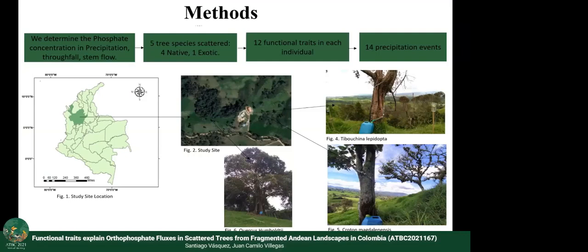We determined the association between plant functional traits and phosphorus movement from the canopy in 20 individuals of 5 tree species scattered in a modified landscape: Croton magdalenensis, Tibouchina lepidota, Vismia baccifera, and Quercus humboldtii, which are native to the tropical Andes, and one exotic species, Eucalyptus globulus. We made measurements of 12 functional traits in each individual. Besides, we quantified phosphate concentration in precipitation, throughfall, and stemflow in all trees for a group of 14 rainfall events.